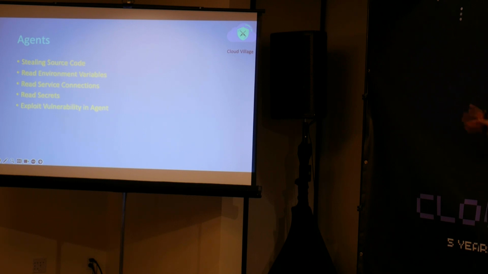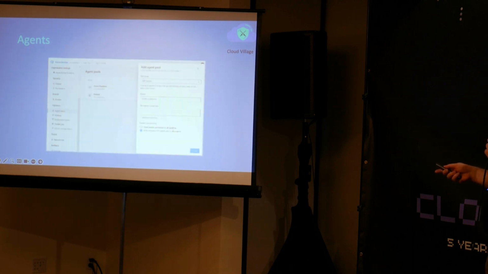So we want to make sure that only the certain pipelines and the necessary people are reading the secrets, and nobody exploits our agents. So this is the example when you create the agent pools. There is one security configuration here. It says grant access permission to all pipelines. We don't want that, because then all the agents can be used by all the pipelines, and it could lead to privilege escalation and other stuff.